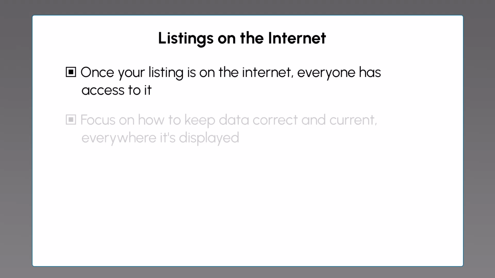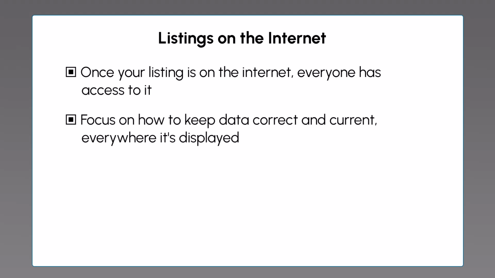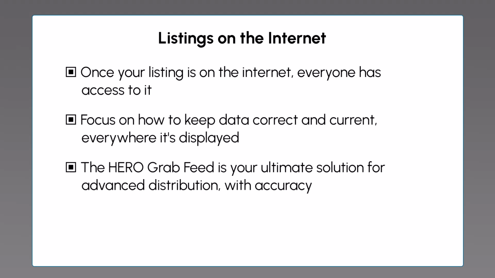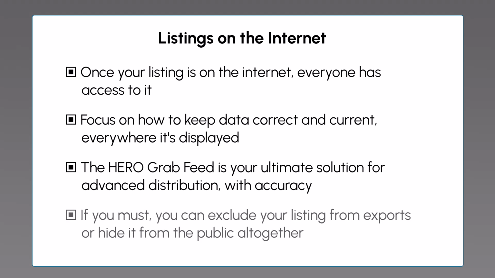As soon as you make a listing public on the internet, anyone can access it and copy it to their site. The only question is whether they're doing this accurately or inaccurately. The grab feed increases accuracy, as well as keeping things up to date. You can, if you wish, exclude your Harmony listing from all public locations, including the grab feed.